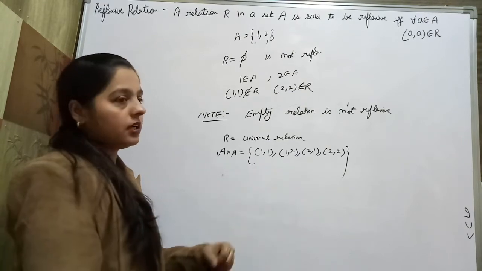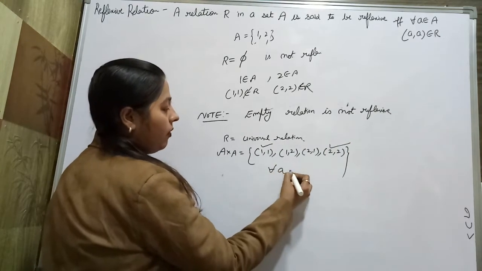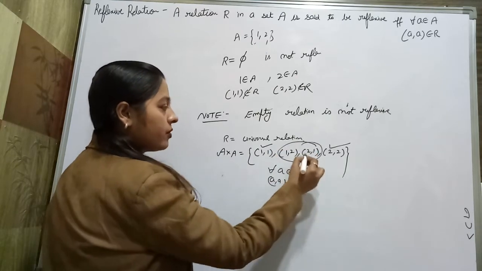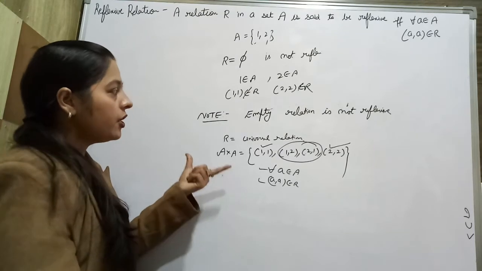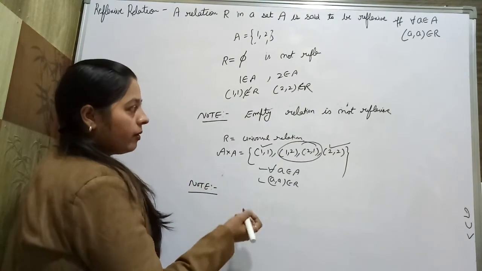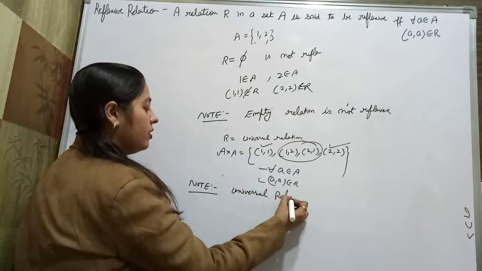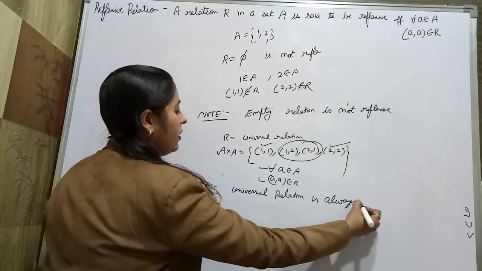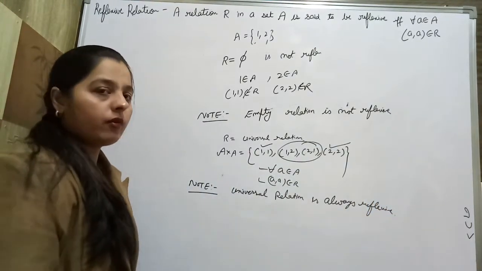So you can easily see that the universal relation will always contain (a, a) for all a belonging to A. It may contain other elements also, but it must contain these elements as it is a universal relation. So yes, surely it will always be reflexive. So the note you may put here is that the universal relation is always reflexive. Okay, so I hope the idea is clear about reflexivity.